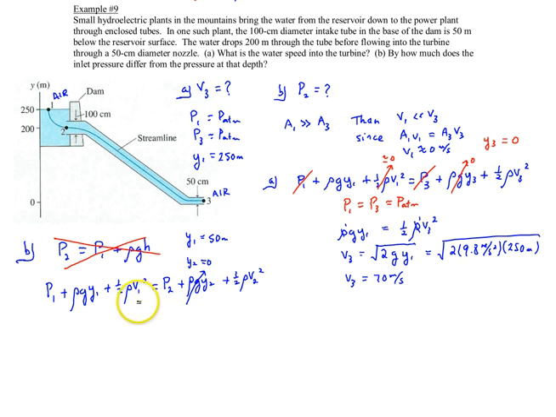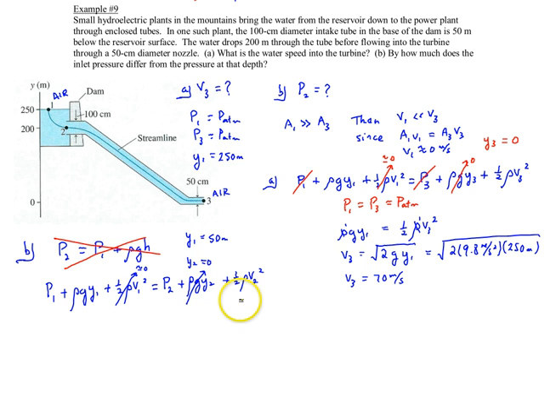And then velocity 1. What did we say velocity 1 was? Well, remember that this area is quite large compared to area 2 or area 3. So velocity 1 is approximately 0. So that means this term goes to 0. And we don't know velocity 2. So we do know velocity 3, but we're going to need to find velocity 2 before we can solve for this. Pressure 2 is what we're looking for. So we know pressure 1, we know this term here because we know the y1 is 50, but we need to find that velocity 2.